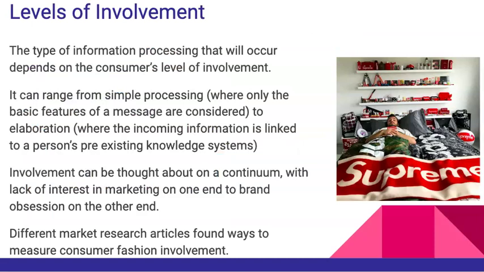So levels of involvement can vary, and the type of information processing that will occur depends on the customer's level of involvement. This could be simple processing, where just the most basic message is considered. So, okay, yeah, I saw an Amazon ad yesterday. Or to elaborate, where I am linking information I know about the brand to information I know in my mind. Like, oh yeah, Amazon, they have that locker downtown where I can pick it up if it's delivered there. It becomes a much more complex thought about the ad I saw or the brand I saw.